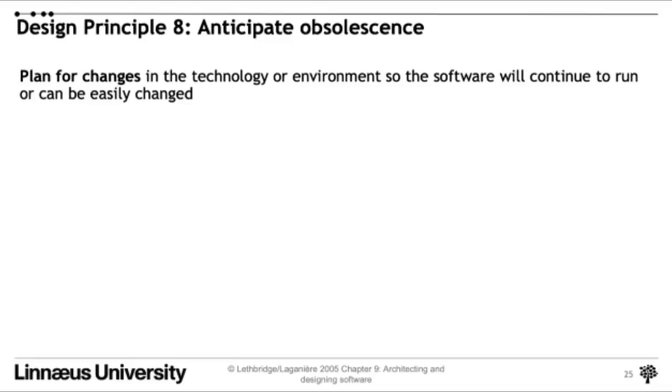Principle 8, anticipate the obsolescence. Plan for changes in technology or environment, so the software will continue to run or can be easily changed. We are using Windows 10 today, but tomorrow it will be Windows 11, and then we need to accommodate this change. Otherwise, our software will not work anymore.